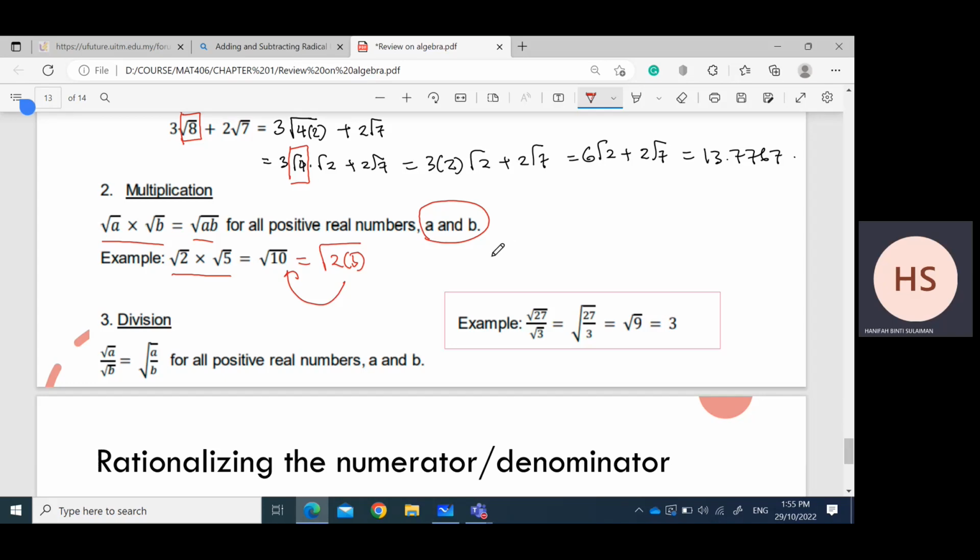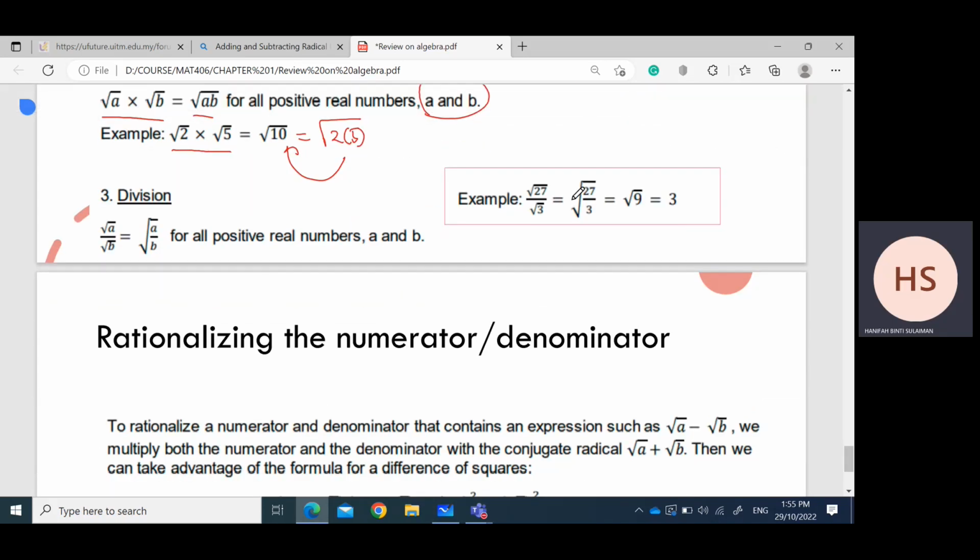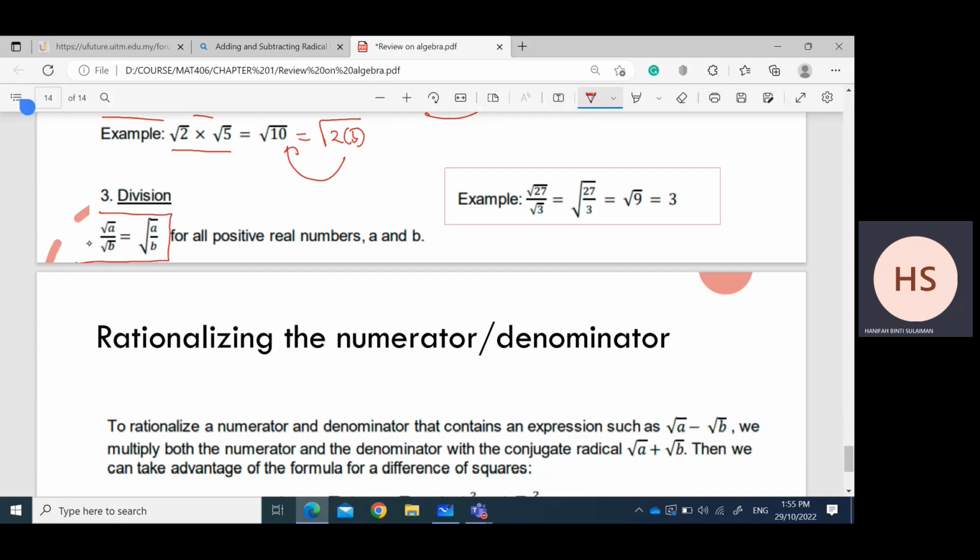Alright, so next, division. Division is square root of A over square root of B. It is equivalent with square root of A over B, for all positive real numbers A and B. As an example, we have this radical, square root of 27 divided by square root of 3. It is also equivalent with square root of 27 over 3. Okay, so 27 over 3 is equivalent with 9, so square root of 9 is equivalent with 3. So therefore, square root of 27 over square root of 3 is equivalent with 3. Okay, so this one is about division.